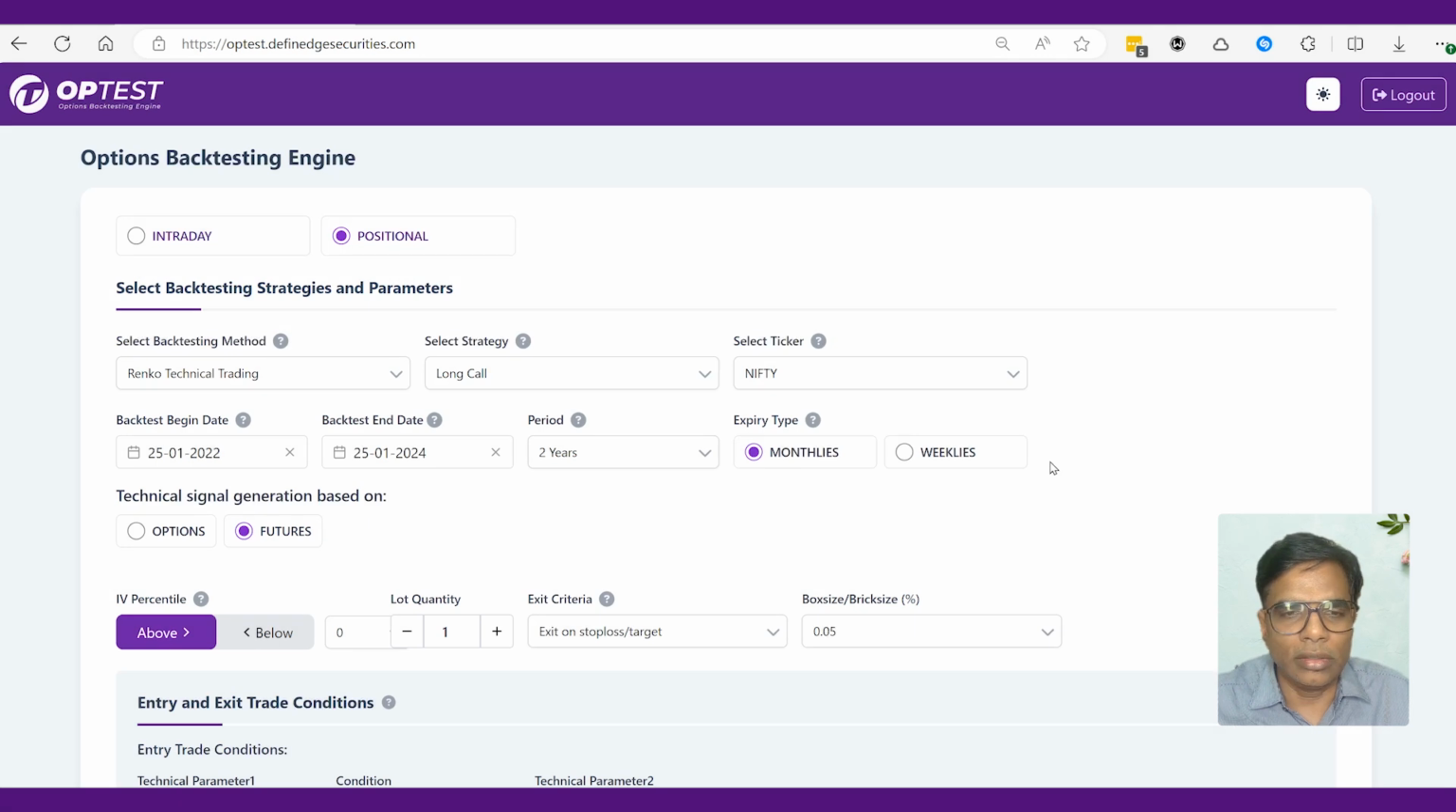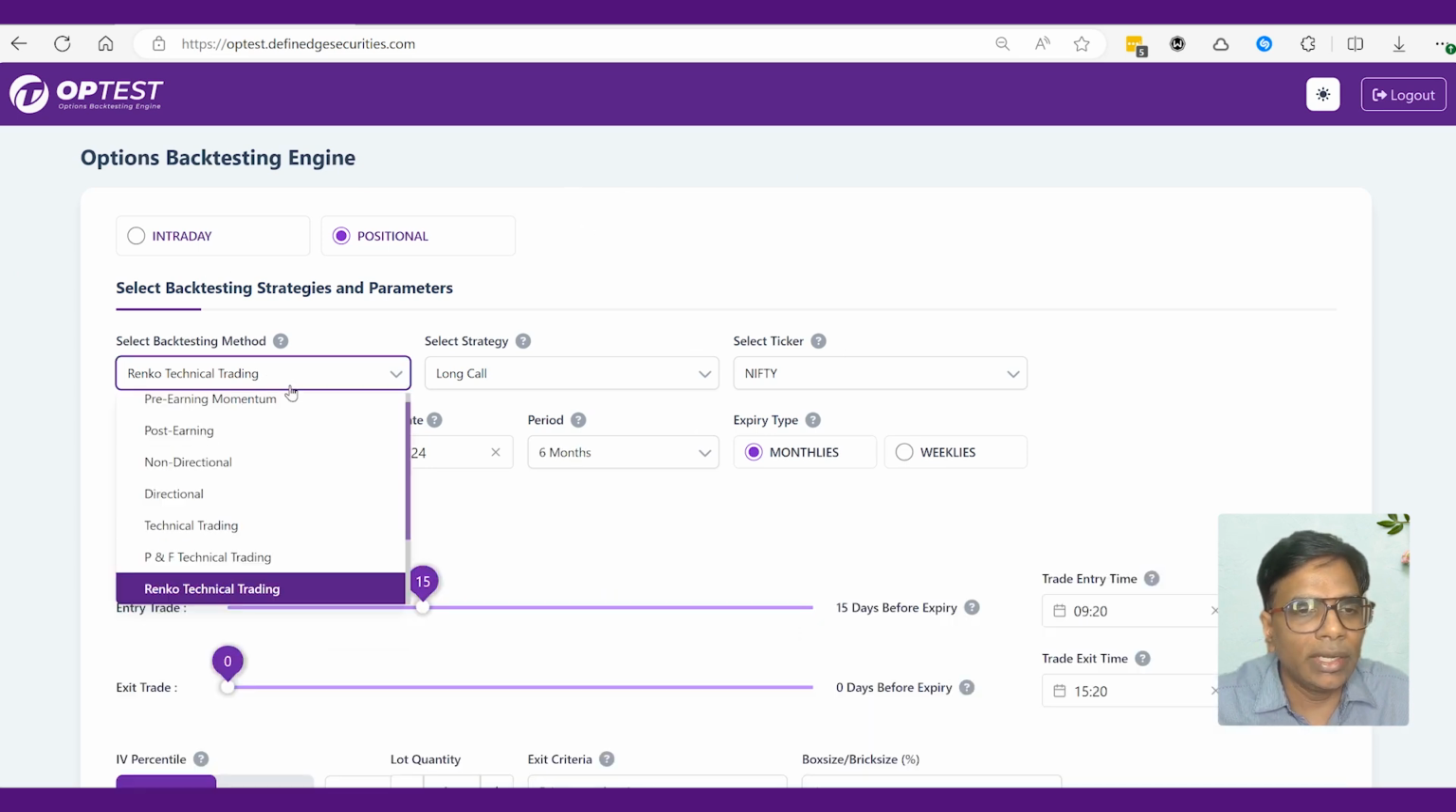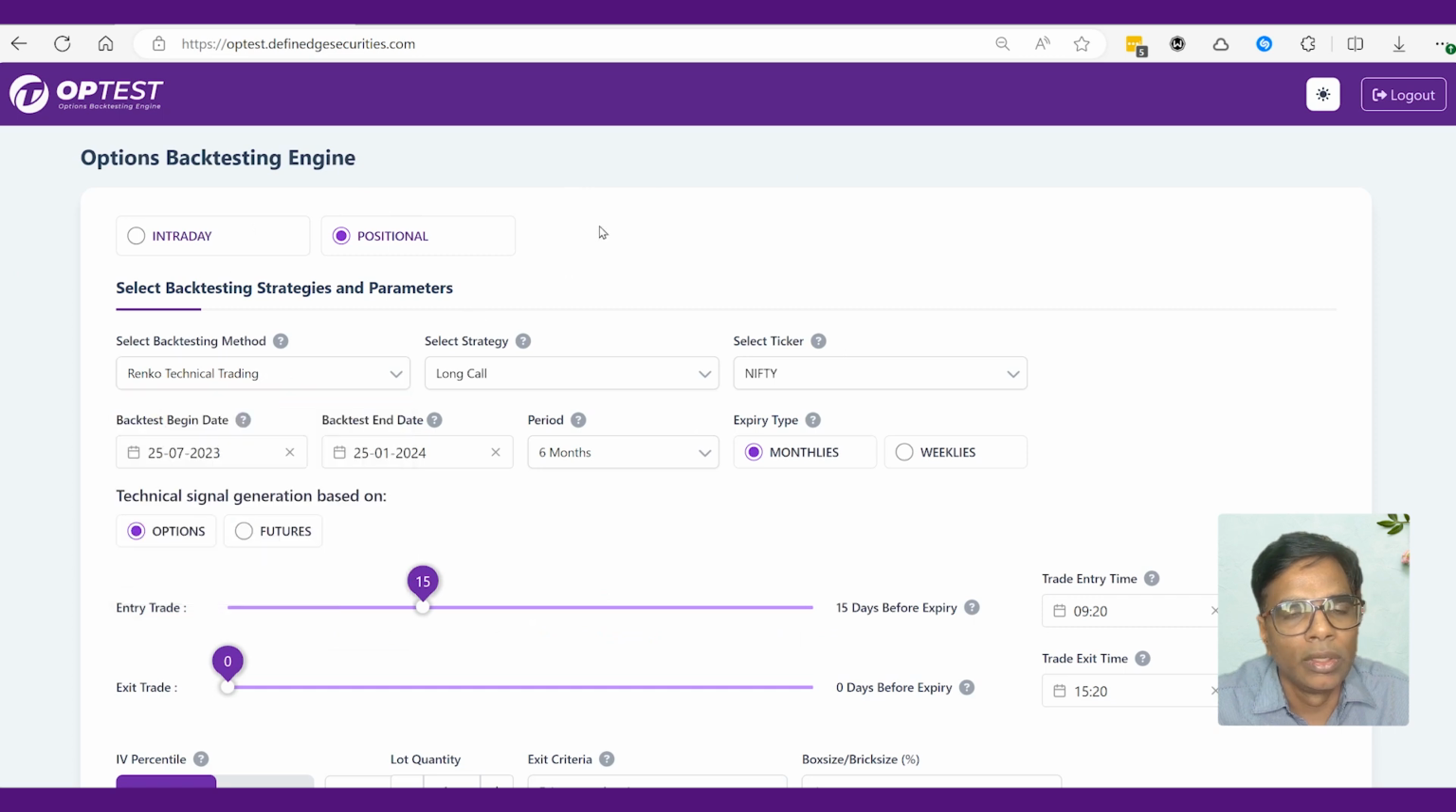Hello guys, in this video we are going to talk about another backtesting method, the Renko technical trading backtesting method, and here we are going to do a positional backtesting instead of intraday backtesting. Now Renko is a new kind of charting system which was developed by the Japanese.